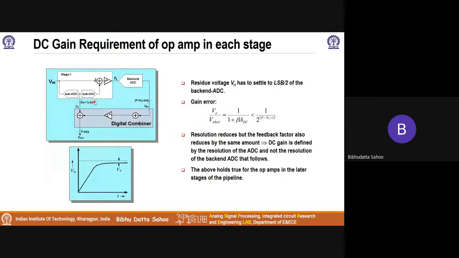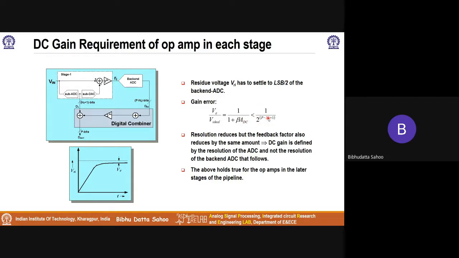Now as I said, DC gain requirement of op-amp in each stage. Now the op-amp settles like this, right? So there is a slewing phenomenon followed by a settling, and it never settles to the final value. It settles to within a certain error. This error is a function of the feedback factor and the DC gain of the op-amp, and this should be less than this.